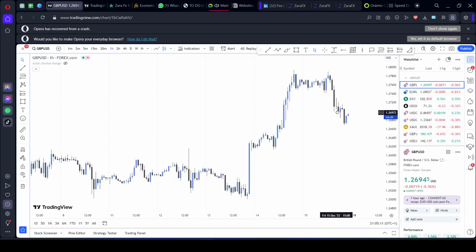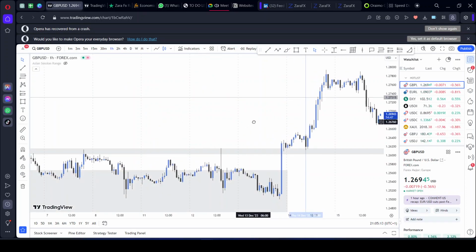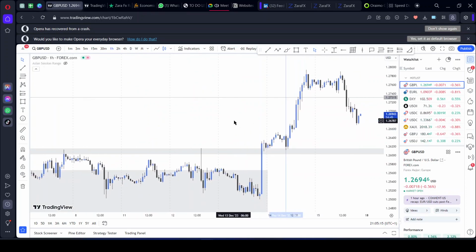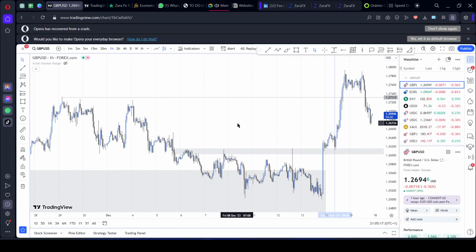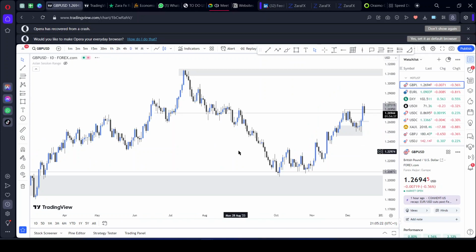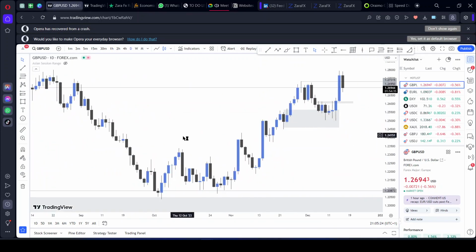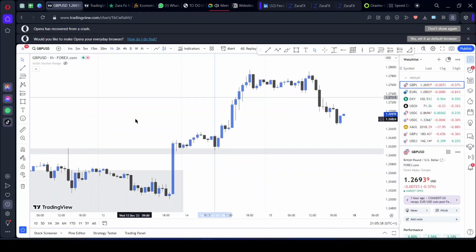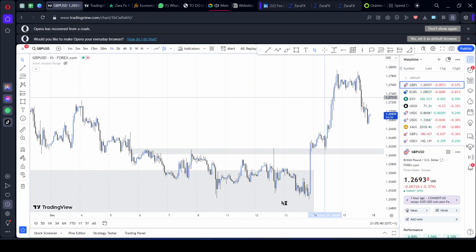GBP USD. Okay, so this is GBP USD 1 hour time frame. I won't dwell so much on the daily, but you can see that the daily traded back to an old order block, right? And we are reacting from that order block. We can already see bullish patterns forming. So we move back to our 1 hour time frame to get a break of structure.